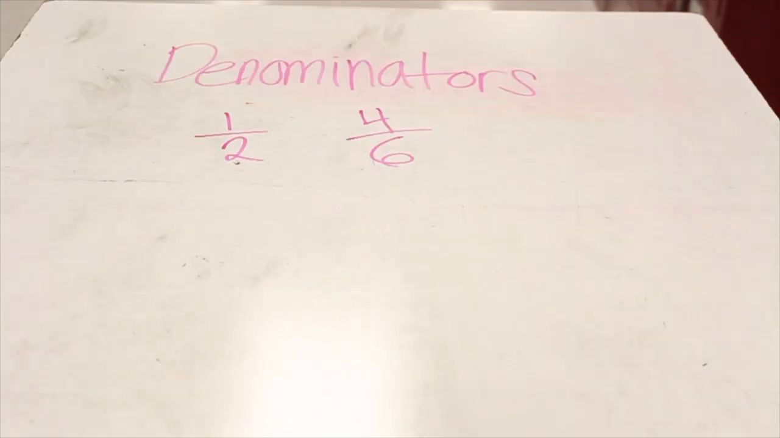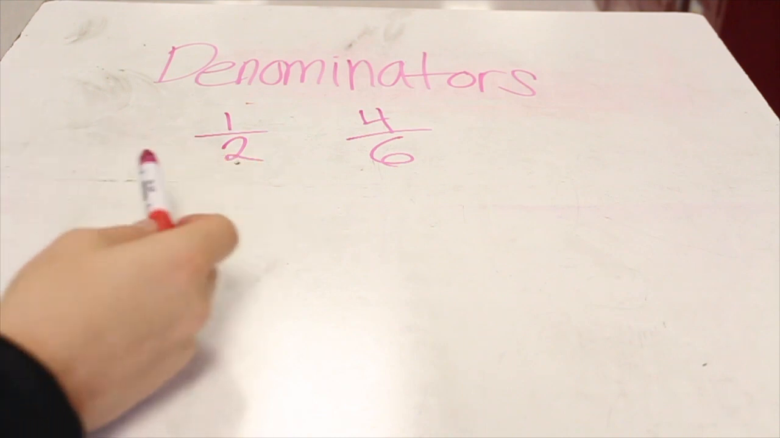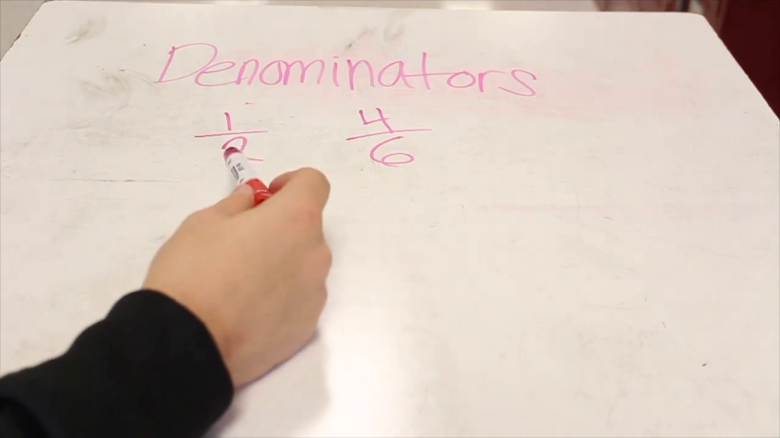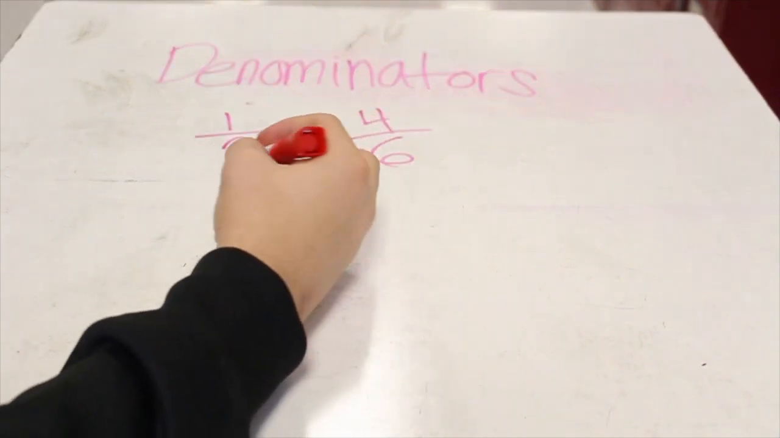When you need to make two different denominators the same, all you have to do is multiply the numerator and the denominator by the same number until you have the same denominator as the other fraction. What I mean by that is you want to get your denominators the same, so you'd multiply 3.